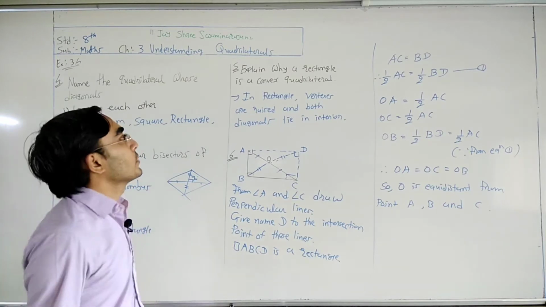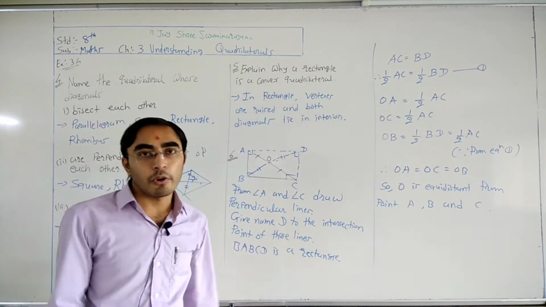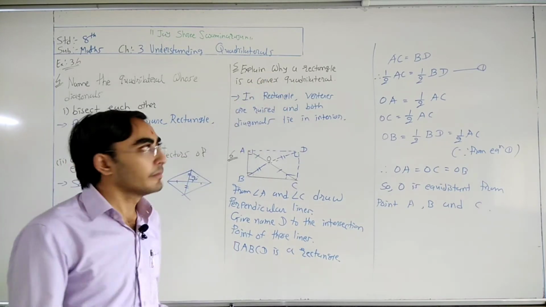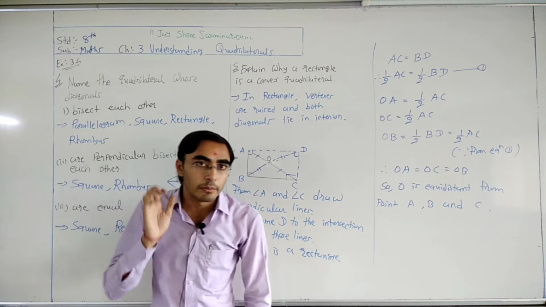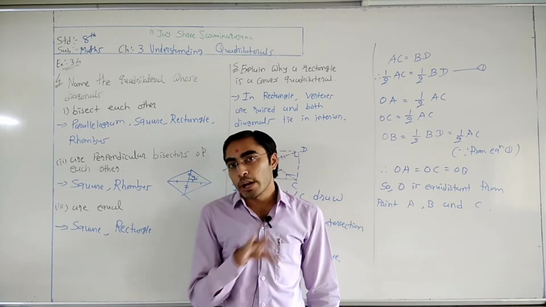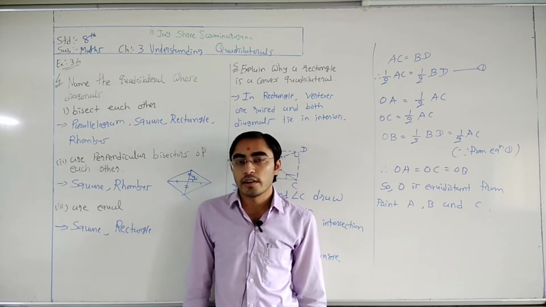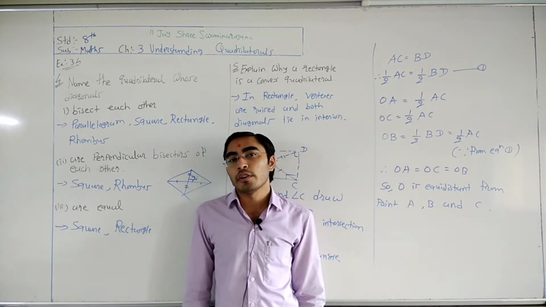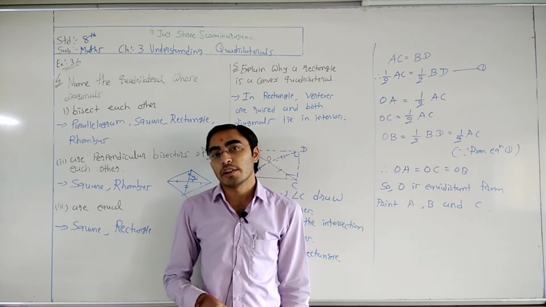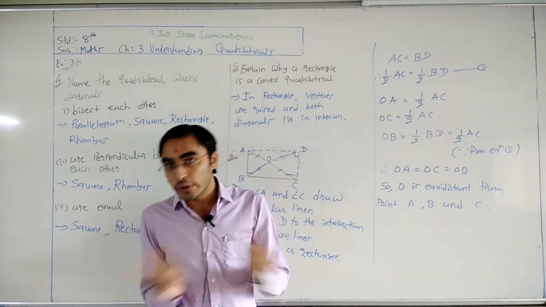First of all, this question: explain why a rectangle is a convex quadrilateral. Now rectangle is one type of parallelogram. Parallelogram is one type of convex quadrilateral. We already learned two types of quadrilateral in our theory part, convex quadrilateral and concave quadrilateral, right? Convex quadrilateral means what? All the diagonals lie in the interior part of quadrilateral. It is called convex quadrilateral.